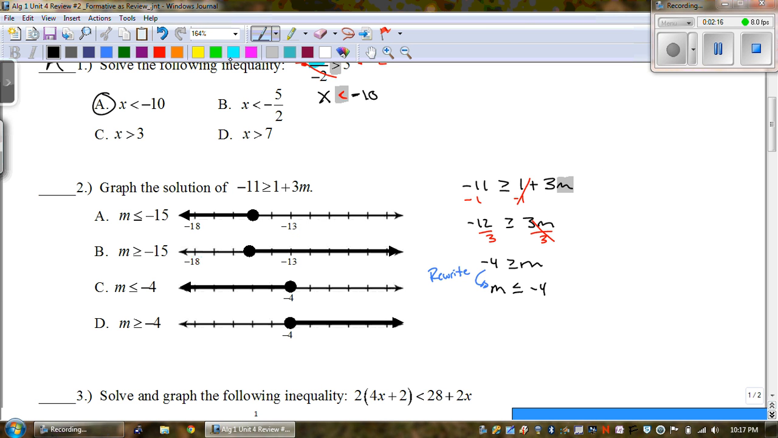which is letter what? You better be saying C right now. Okay.